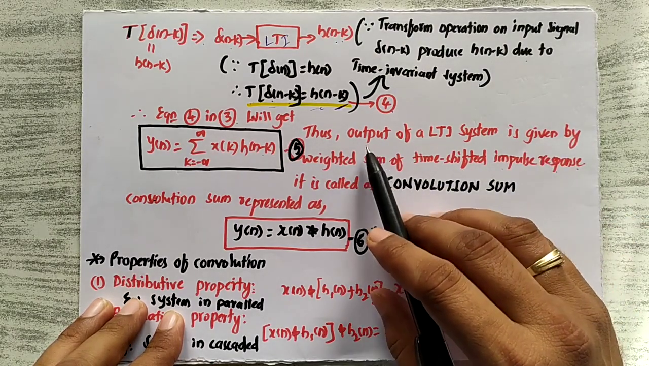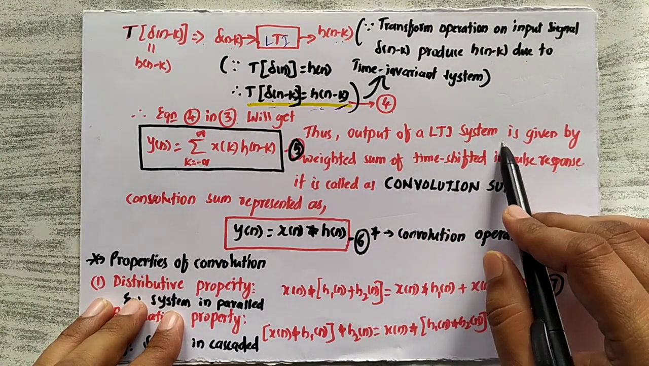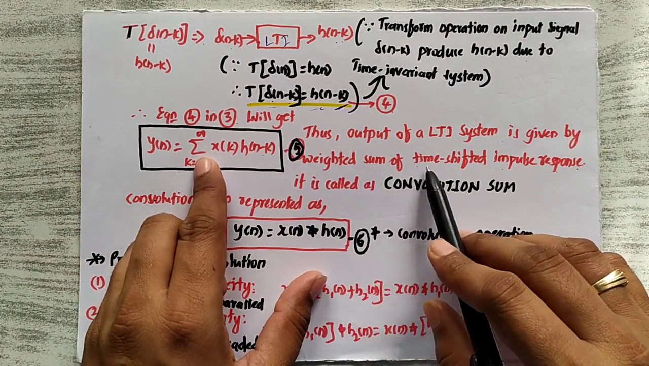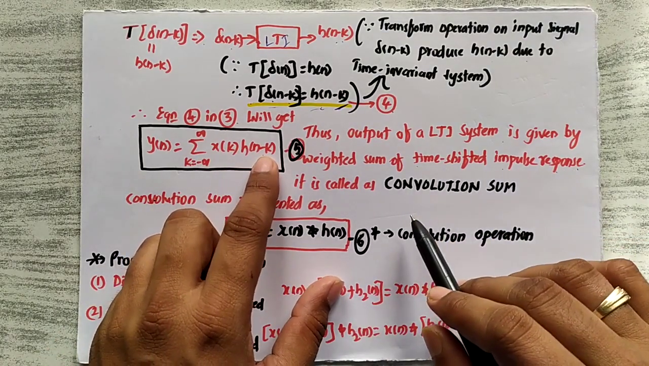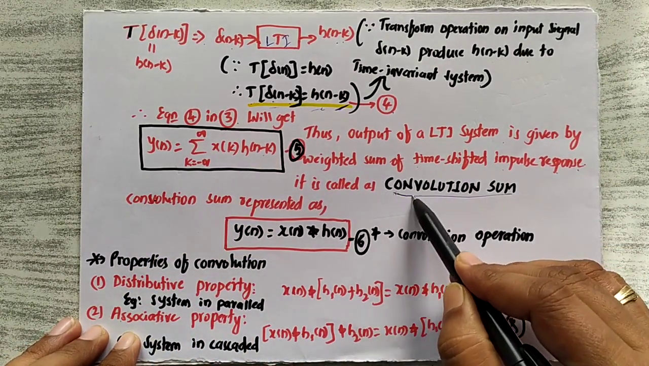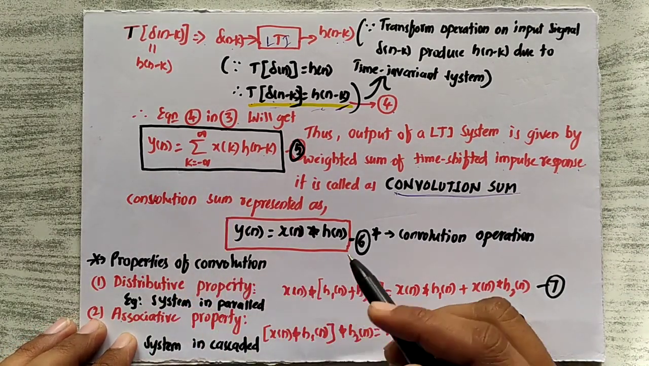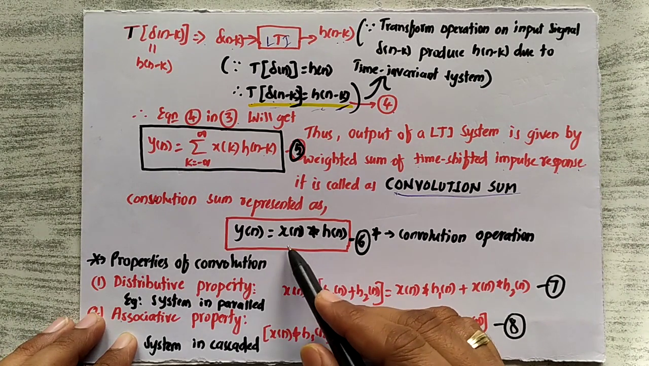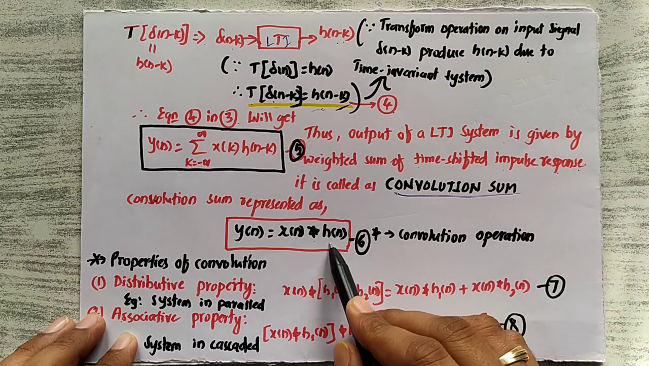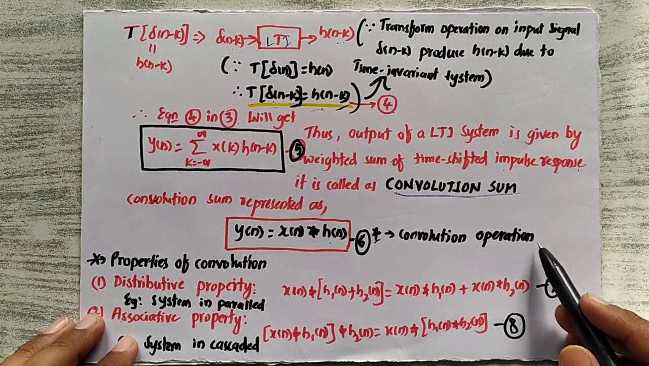Understand it, I will read it once again. The output of an LTI system is given by the weighted sum of time shifted impulse responses, and it is called the convolution sum. Very important property of an LTI system. The convolution sum is represented as y of n is equal to x of n asterisk, or you can say star, h of n. This asterisk is the convolution operation.